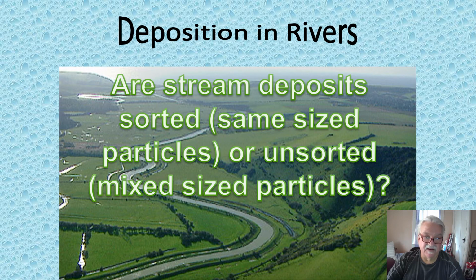Okay, are stream sediments sorted, same size, or unsorted? Water tends to sort things because it travels at the same speed. As it slows up a little, it drops the biggest particles there. And then way down the river, slows up a little more, it drops the next biggest size particles. So it's sorting them out. Okay, so they are in fact sorted.